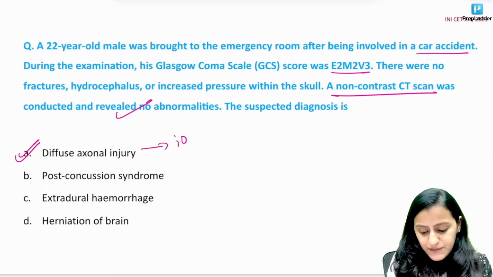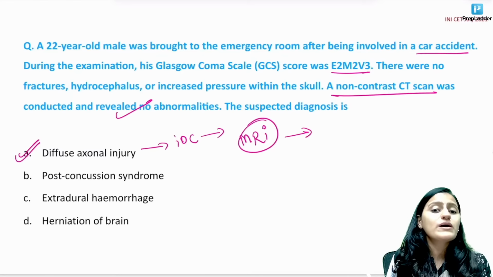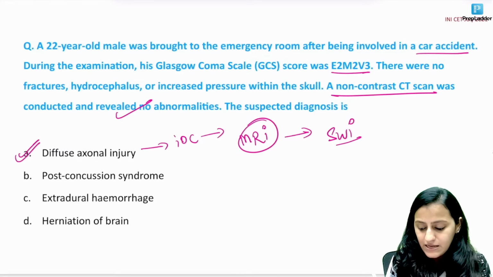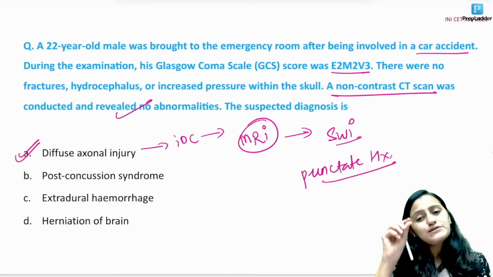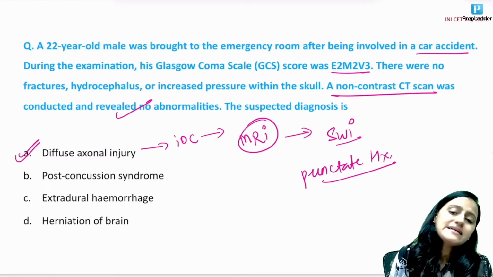So what is going to be the investigation of choice for that? It is going to be MRI. What sequence of MRI? SWI, susceptibility weighted imaging. What will it show? Punctate hemorrhages. Okay, it will show the small petechial punctate hemorrhages.